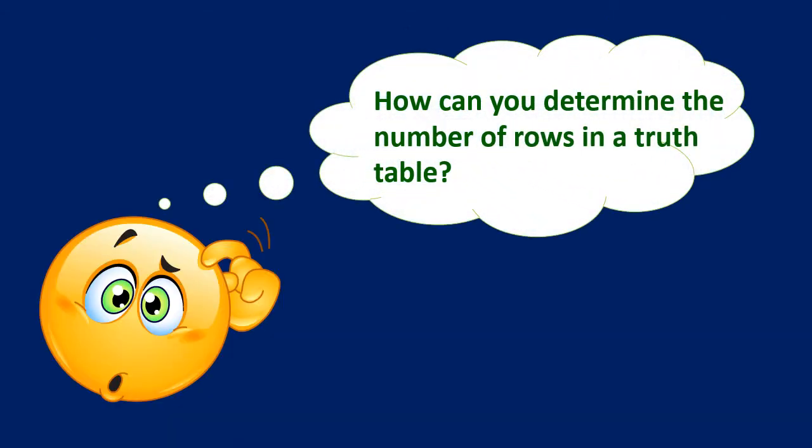Okay. Now, in the examples that I gave you, for all of them, we just had two propositions, P and Q, and then we were combining them. What if we have already more than two variables? How can you determine the number of rows in a truth table? Now, the answer is simple. If you just follow the tree that I showed you, you will be able to determine the number of rows.